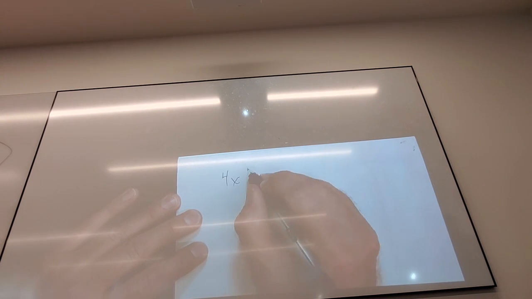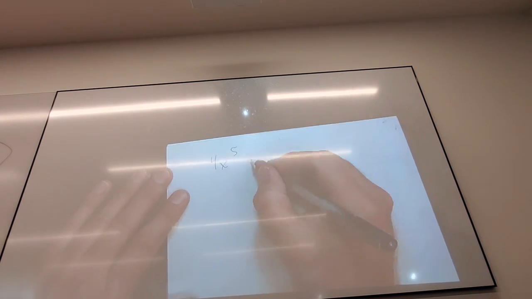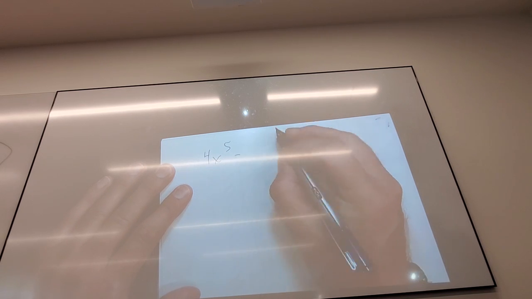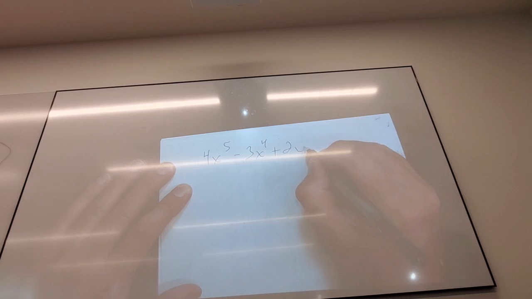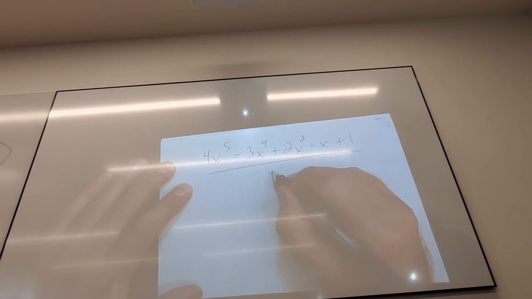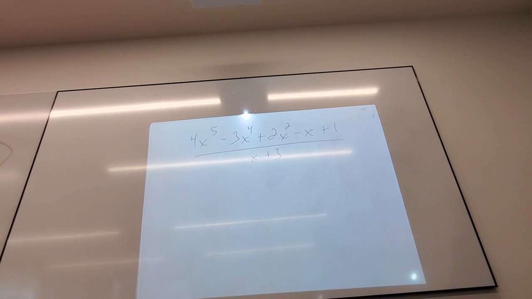4x to the 5th minus 3x to the 4th plus 2x squared minus x plus 1, divided by x plus 3. Oh, this could get really gross.